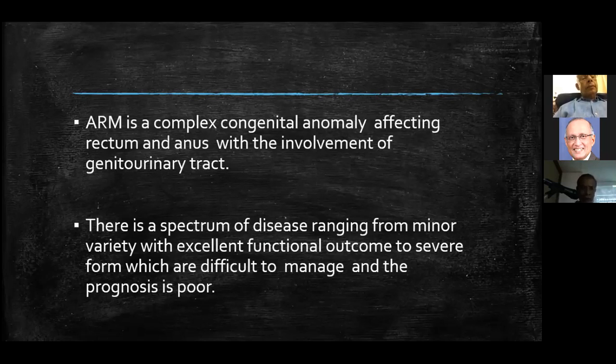That's important. So anorectal malformation is a complex congenital anomaly affecting the rectum and anus. But it doesn't stop there. It involves the genitourinary tract also. And there is a spectrum of anorectal malformation, from a mild variety with a very good outcome, to a severe variety, very difficult to treat, and the prognosis is poor.